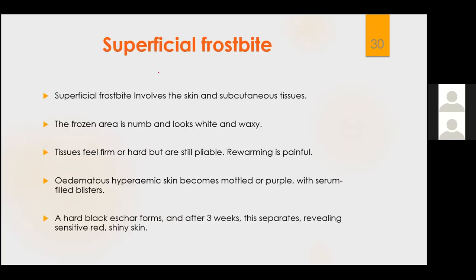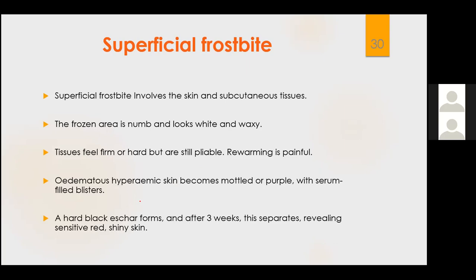So let me discuss superficial frostbite. Superficial frostbite involves the skin and the subcutaneous tissue. Usually the frozen area is numb and looks white and waxy. The tissue feels firm, hard, but still pliable, and rewarming is very painful. So we should consider giving IV or oral analgesia when we are rewarming the patient. NSAIDs are the medication of choice during the rewarming phase.